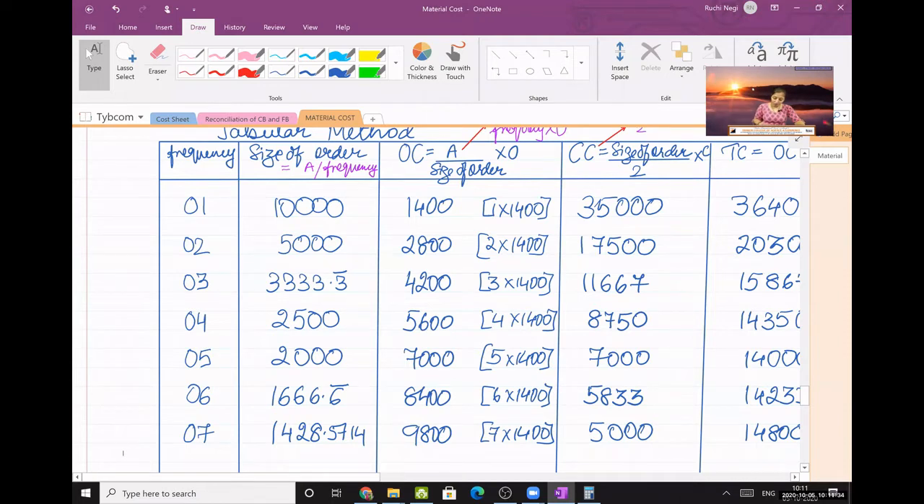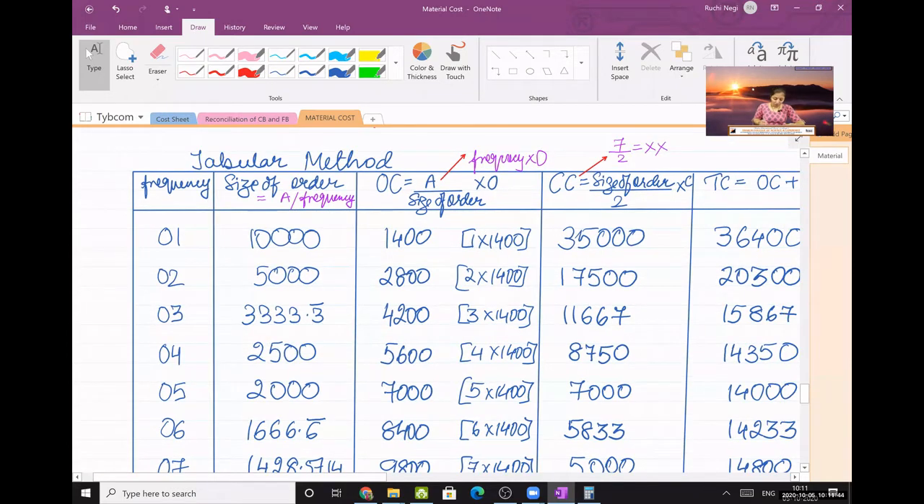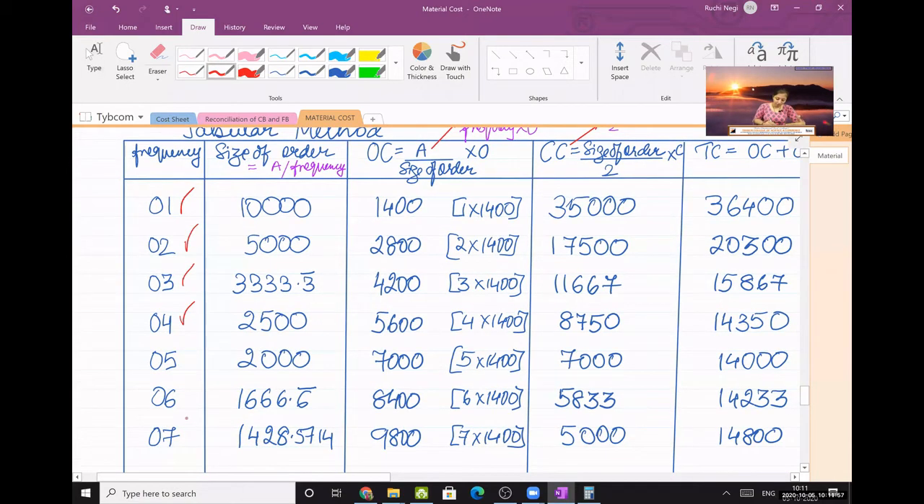And then I told you to calculate third column O into O. O into frequency. That is a better way to calculate. It's easier. So frequency is 1. So 1 into this. Frequency is 2. So 14 into 2. Frequency is 3. 1400 into 3. Frequency is 4. 1400 into 4. And like so on. ऐसे करते जाना है. Clear?